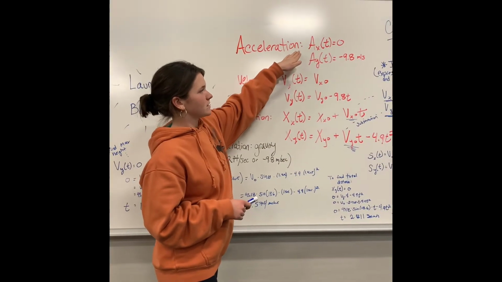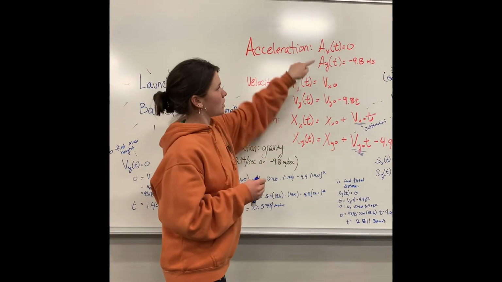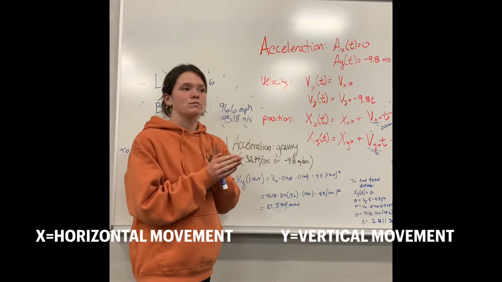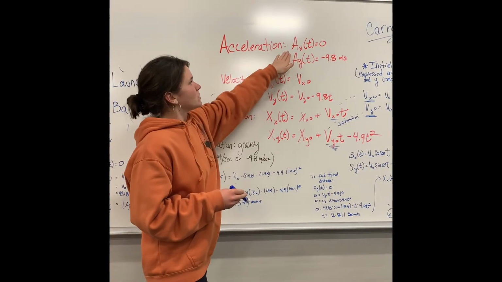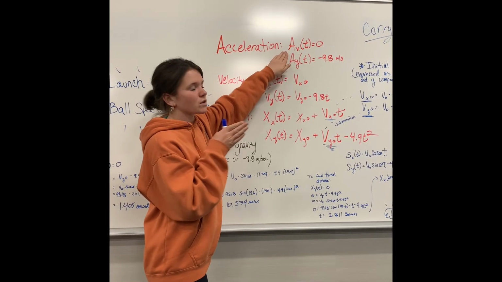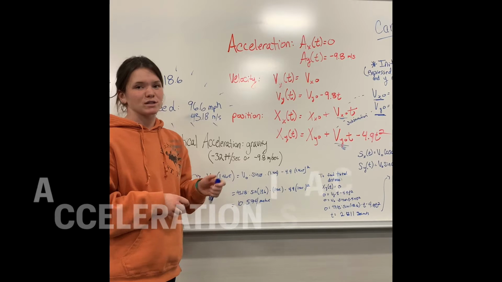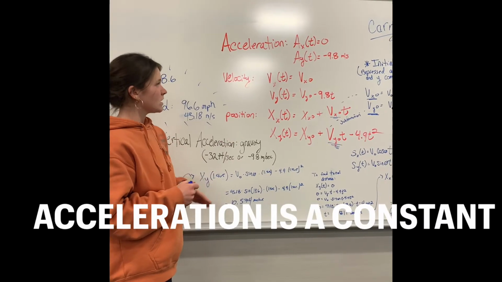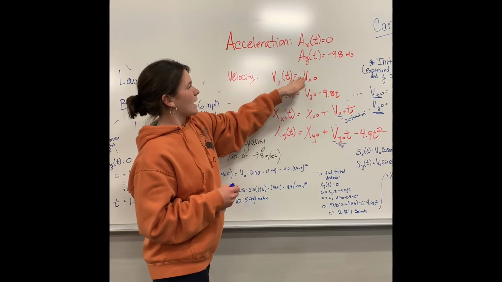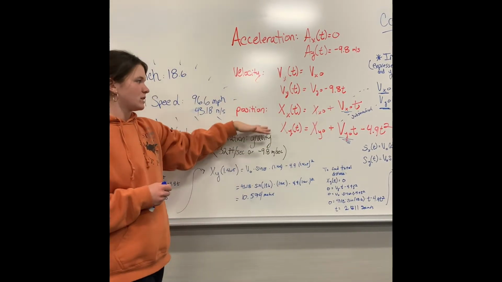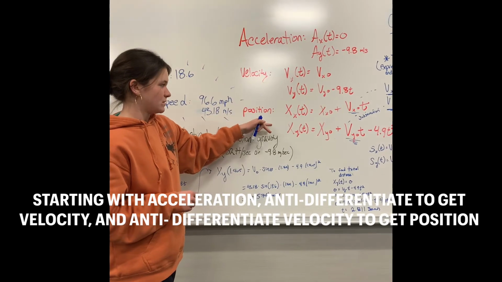We can represent these as x components and y components. The x is going to be representing the horizontal movement, and the y is the vertical movement. So no acceleration horizontally, but vertically, of course, we have gravity, which is negative 9.8 meters per second squared, and that is a constant. Now we just take the antiderivative of that to get velocity. From there we have these, and then we have position. Again, you take the antiderivative of that to get position.